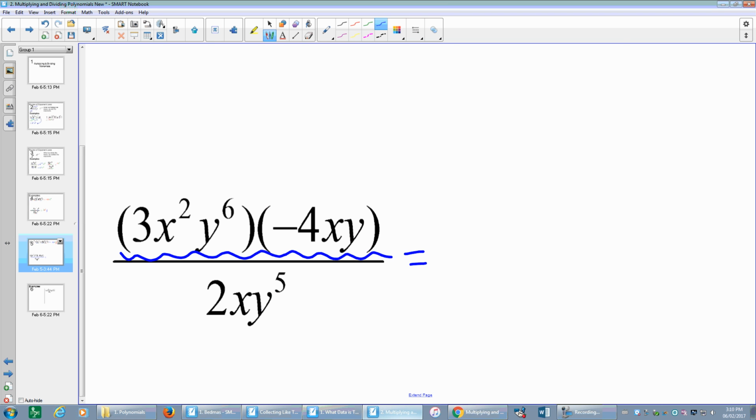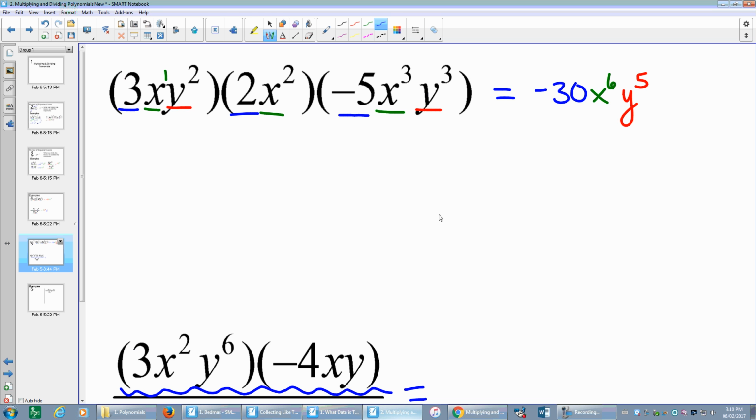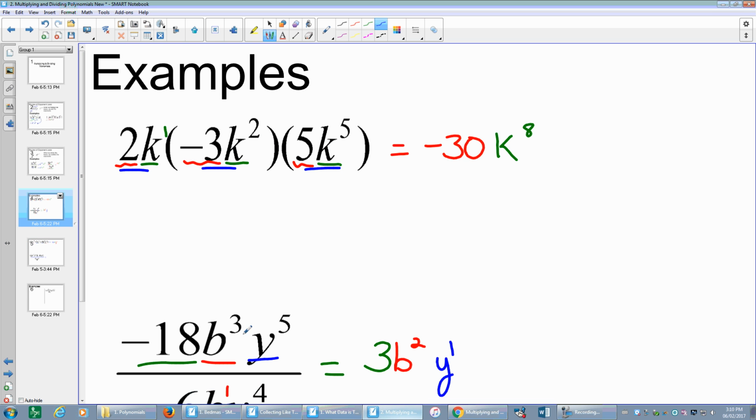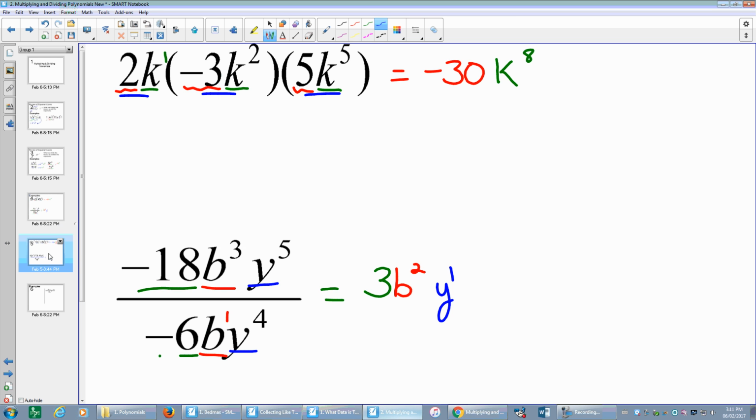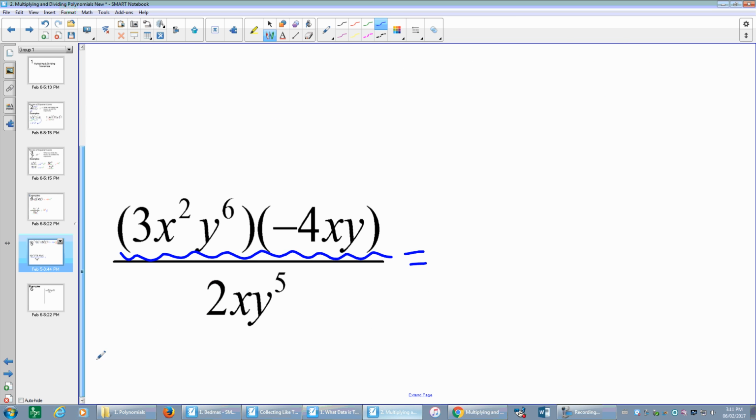I'm going to make that into 1, so it becomes something that looks like what we did on the other page, where I just have one numerator, or one term on the top, one term on the bottom. Then it will become easier to divide. So I'm going to start here. I take my coefficients, 3 times negative 4, which gives me negative 12. I have an x squared, an x to the exponent 1 here. Those bases are the same, so I know I'm going to have an x. Then I'm going to take 2 plus 1, which gives me 3.